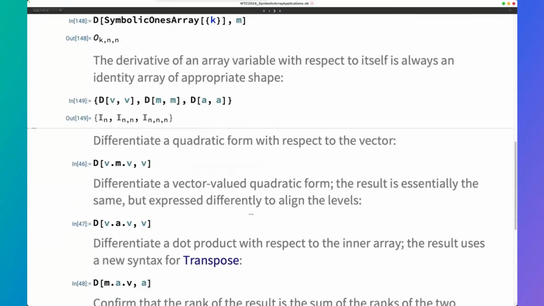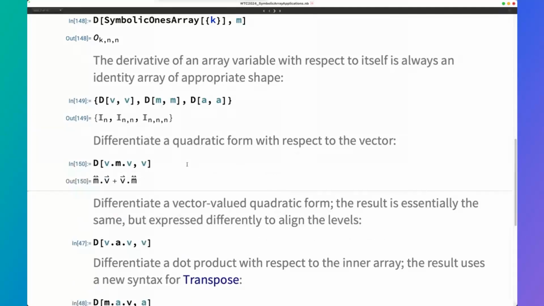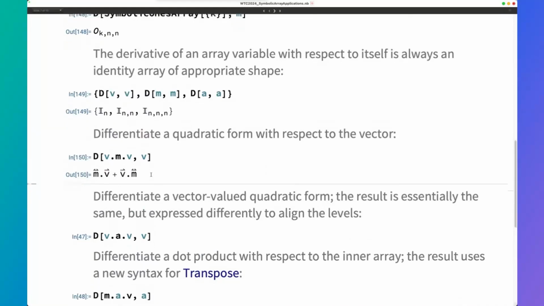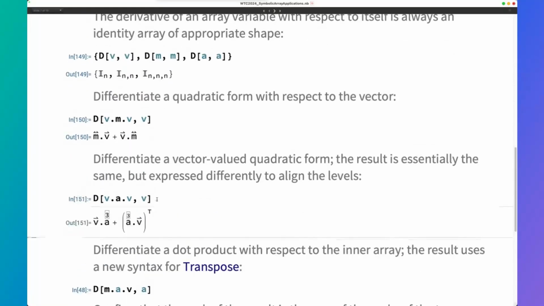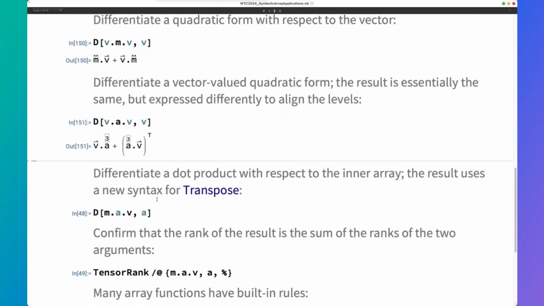Let's differentiate a quadratic form with respect to a vector. Sort of familiar product rule, m dot v plus v dot m. We can do the same thing with a vector valued quadratic form. We get basically the same result, only we need to write it a little differently in order to get all the indices to line up.